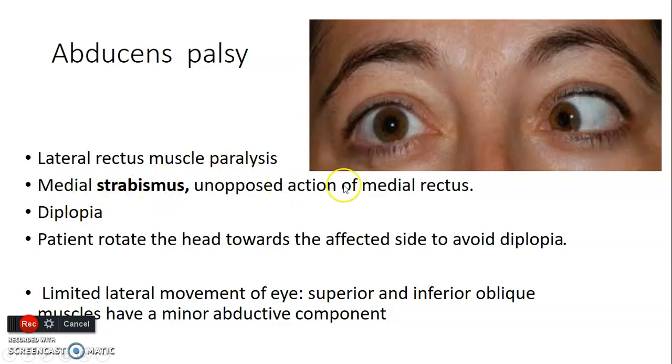So there is usually limited lateral movement of the eye. Superior and inferior oblique muscles have a minor abductive component. So there will be some abduction, but it's very limited. This is from superior and inferior oblique. Superior oblique is innervated by trochlear, inferior oblique is innervated by oculomotor nerve. So you can see, this eye has abducens nerve palsy. You cannot abduct. This one has trochlear nerve palsy. Look at that extorsion that has happened.